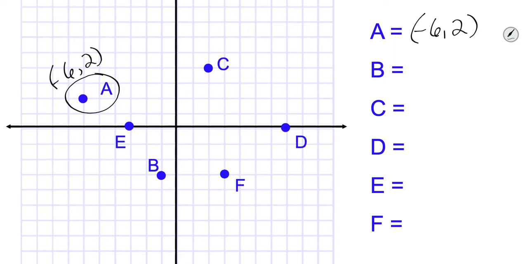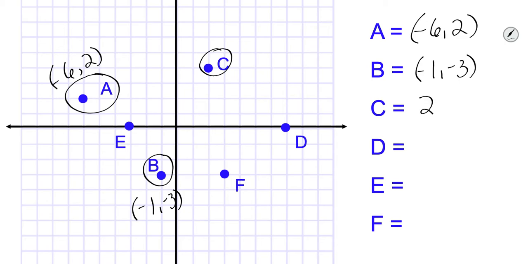So for B, we're going left 1, so that's a negative 1. And we're going down 1, 2, 3. So it's negative 1, negative 3. I went left 1, down 3. Okay, so C, we're up here. So we're looking for this one. I'm going to go right 1, 2. I'm going up 1, 2, 3, 4. So that would be 2, 4. I went right 2, up 4. So hopefully we're getting the hang of this.